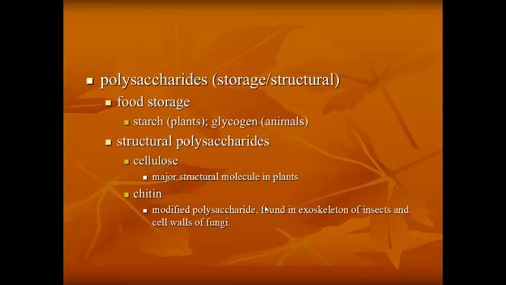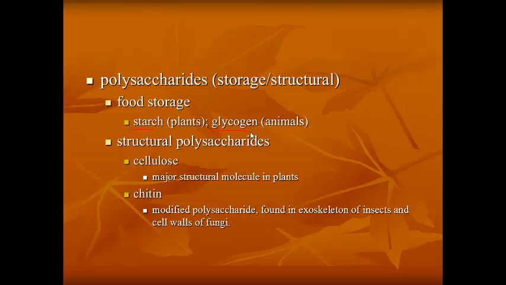The polymer of a carbohydrate is called a polysaccharide. They are typically used for energy storage, or they're also used for structure. Plants store energy as a polysaccharide called starch. Animals store energy as a polysaccharide called glycogen. If you consume more carbohydrates than your body needs for energy, the first thing you're going to store the carbohydrates as is glycogen. After all your glycogen reservoirs are full, then you will store excess energy as body fat.